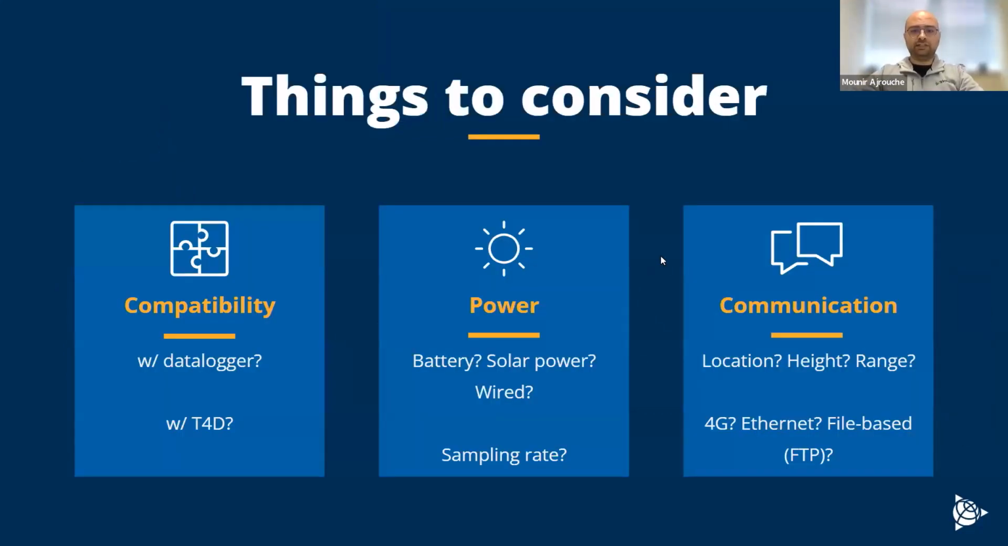For an automated geotechnical monitoring system, you will need to consider the compatibility of the sensor with the data logger and the gateway, and at the same time with T4D. You will also need to check the power source, how the system will be powered using the solar kit or batteries, and the required sampling rate. You need to check also the installation location and height to ensure good communication between the devices and the internet connection to the gateways. It should be using a 4G SIM or Ethernet cable, and the data transfer.